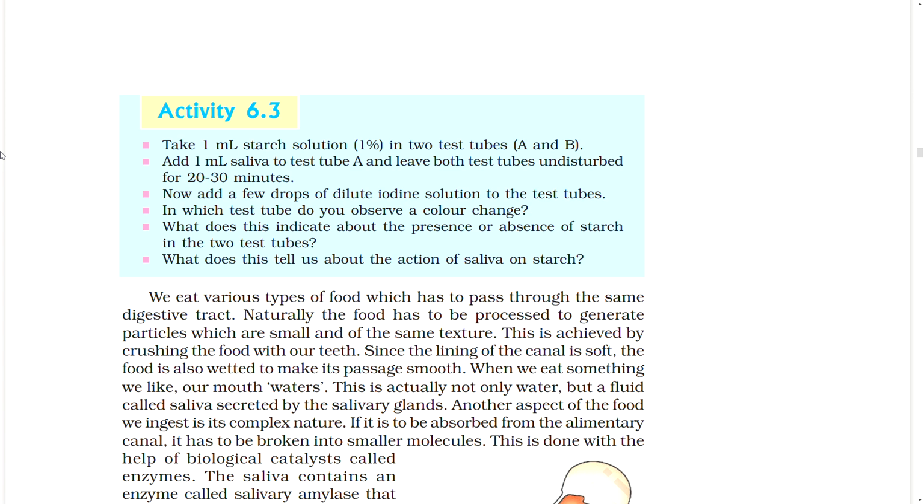Activity. Take 1 milliliter starch solution (1%) in 2 test tubes, A and B. Add 1 milliliter saliva to test tube A and leave both test tubes undisturbed for 20 to 30 minutes. Now add a few drops of dilute iodine solution to the test tubes. In which test tubes do you observe a color change? What does this indicate about the presence or absence of starch in the 2 test tubes? What does this tell us about the action of saliva on starch? Comment on this.